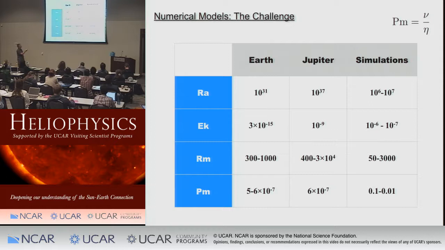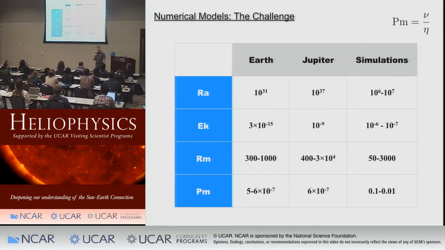And so the Earth and Jupiter have huge Rayleigh numbers. Other planets are similar. In simulations, we can only get up to about 10 to the 6 or 10 to the 7, orders of magnitude less than what the real planets are doing. Yes? The question is, well, why can't we get higher than that?